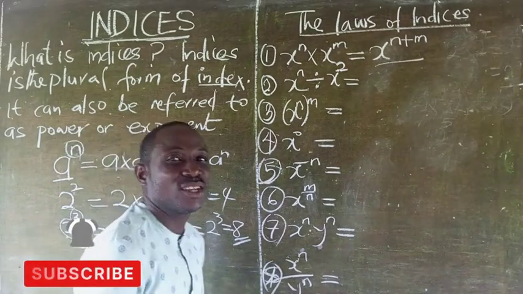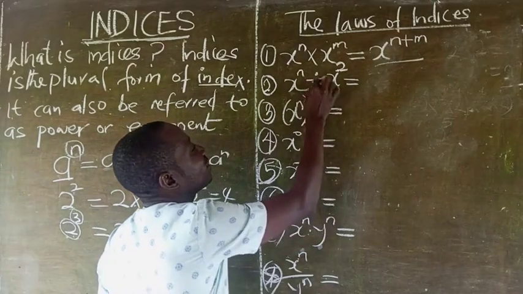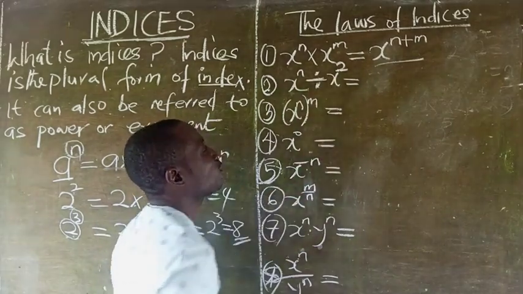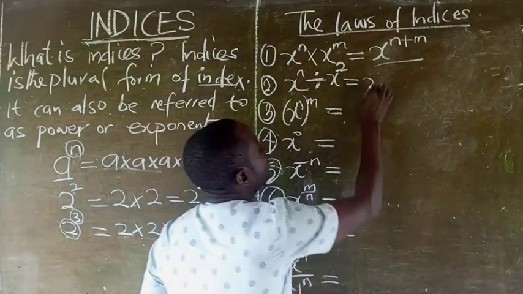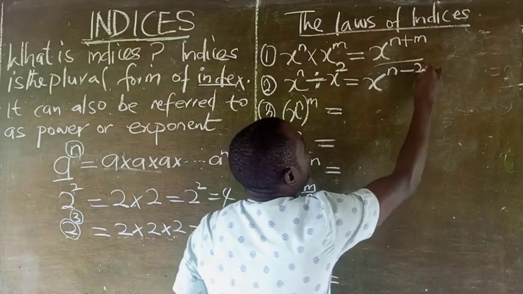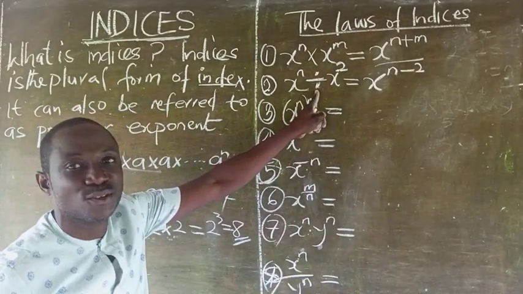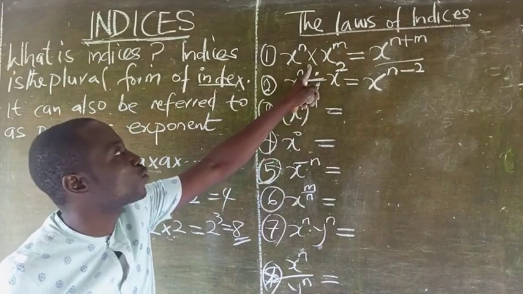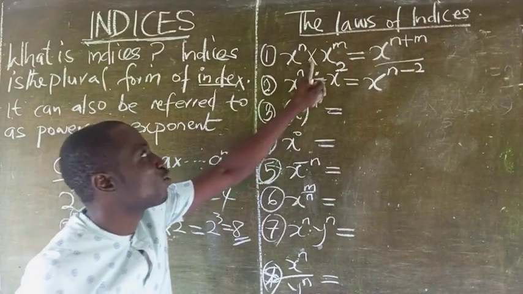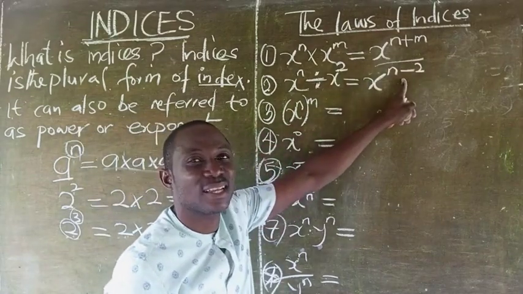So this second one says, when we have the same base number and the operation is division, we are to write the base number once and subtract the powers. It becomes n minus m. This is the case when the operation is division, unlike your previous one, where the operation was multiplication. When it's multiplying, you add their powers, and when it's dividing, you subtract their powers.